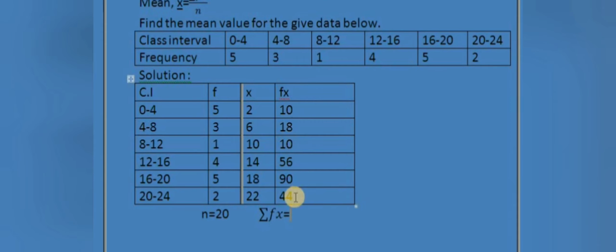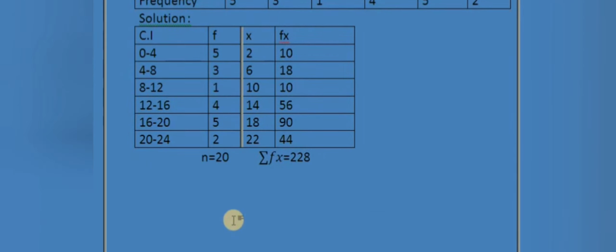See, 10, 18, 10, 56, 90, 44. Add this all. 8 plus 6 is 14. 14 plus 4 is 18. 1 carry. 1 plus 5 is 6. 6 plus 9 is 15. 15 plus 5, total is 22. So 228. According to formula, summation of fx divided by n.